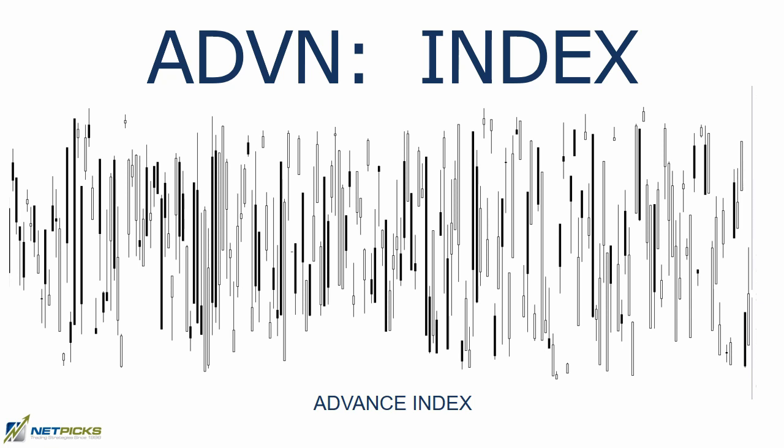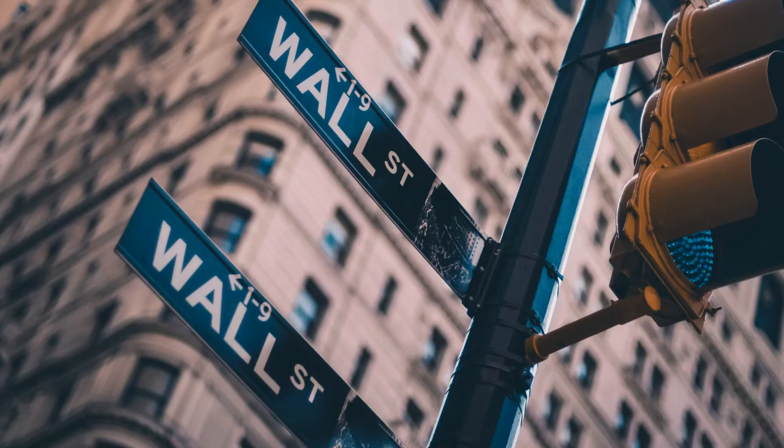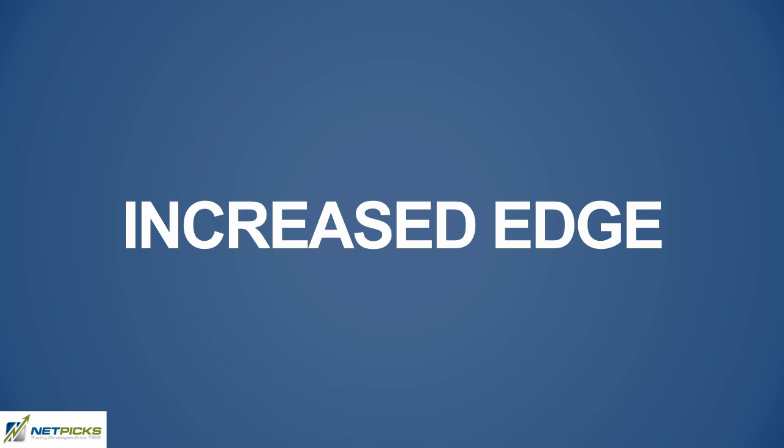It takes into account the number of advancing and declining stocks, as well as the volume that's associated with each of those. So by doing that, it's hoped that this oscillator can provide us with a bird's eye view of the overall market and not just an individual sector of the market or an individual ticker. So when we take into account the overall market momentum, we hope that traders can use that to further increase the edge in the market.